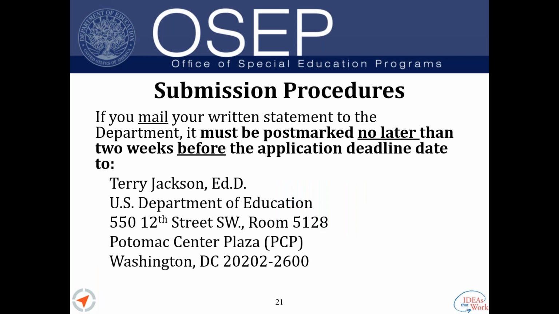Applicants requesting a submission exemption must provide a written statement of intent to submit a paper application and mail it to me at the address listed here. If you mail your written statement to the department, it must be postmarked no later than 2 weeks before the application deadline. So again, make sure you check the deadline when the NIA does come out.